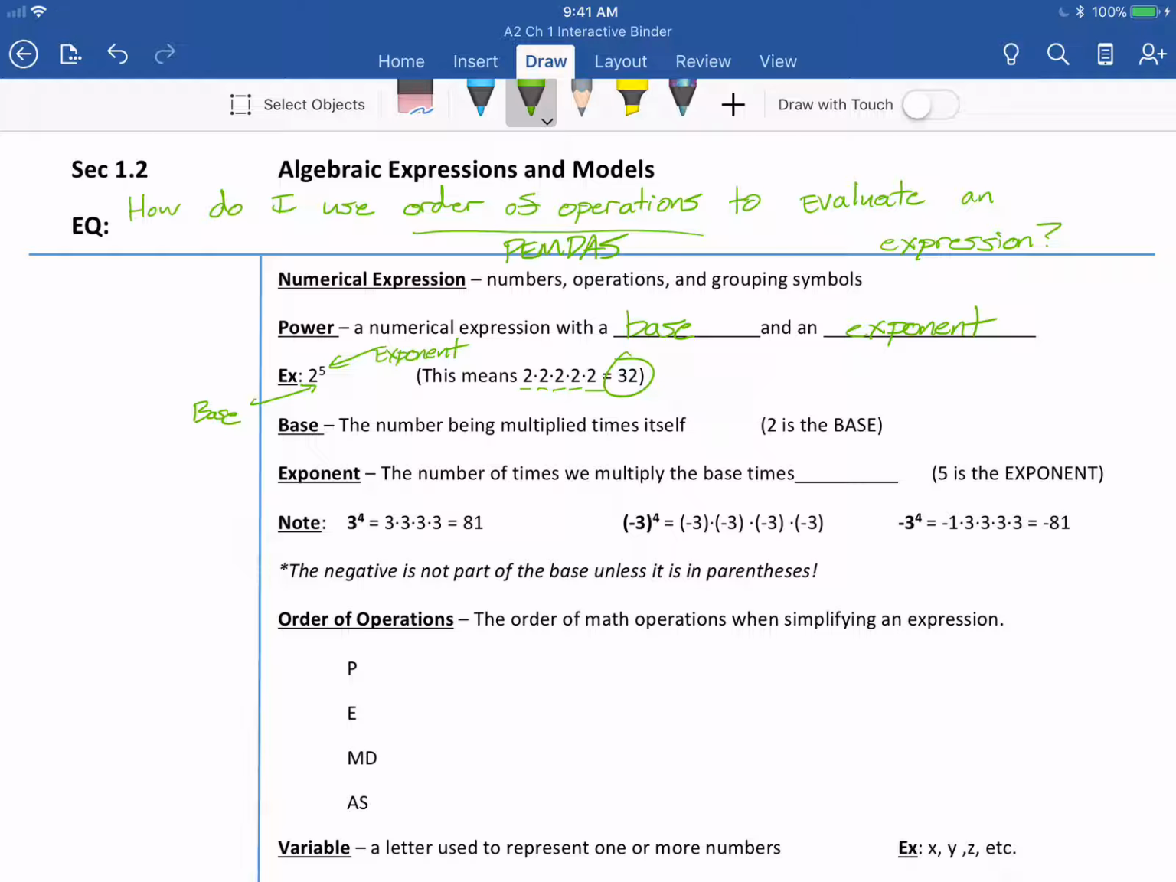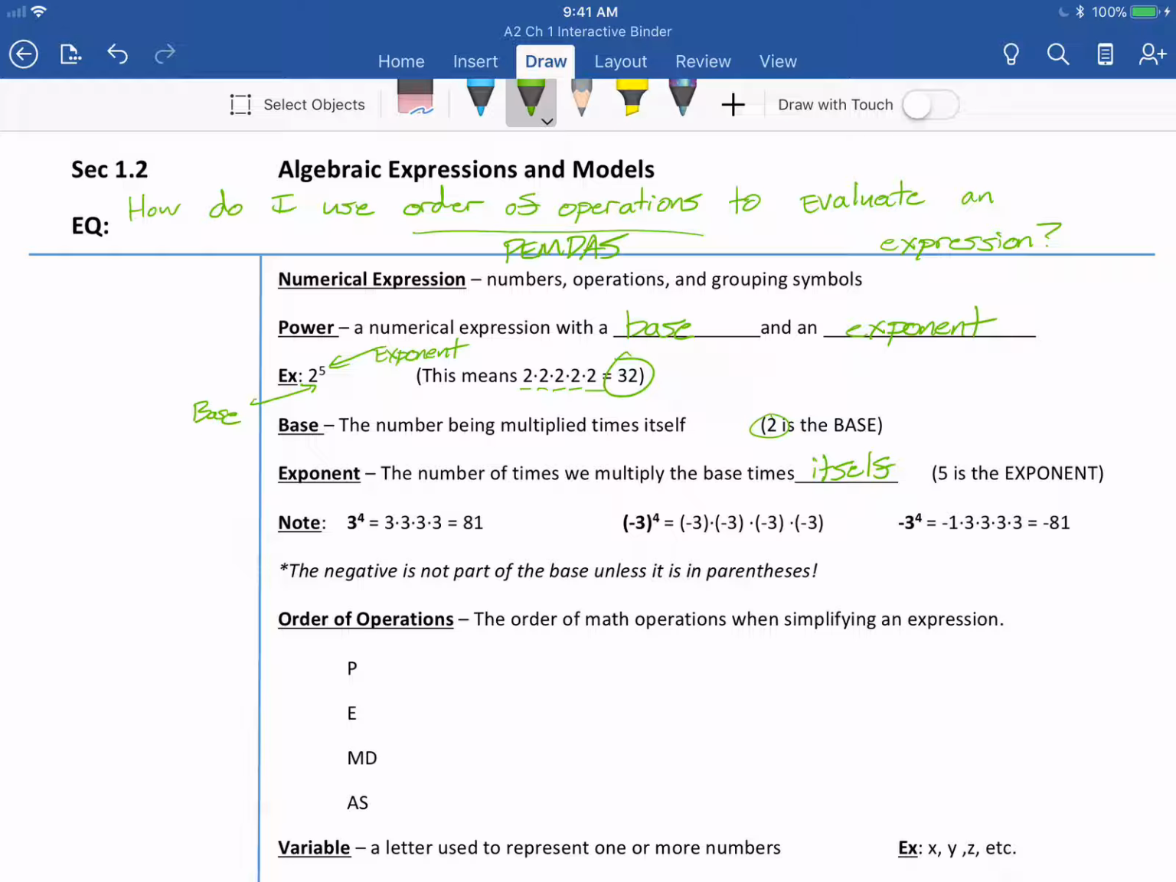The base is the number that's being multiplied by itself. So as I said there, 2 is the base. The exponent is the number of times we multiply the base times itself. So I multiplied 2 by itself 5 times. That was my exponent there.